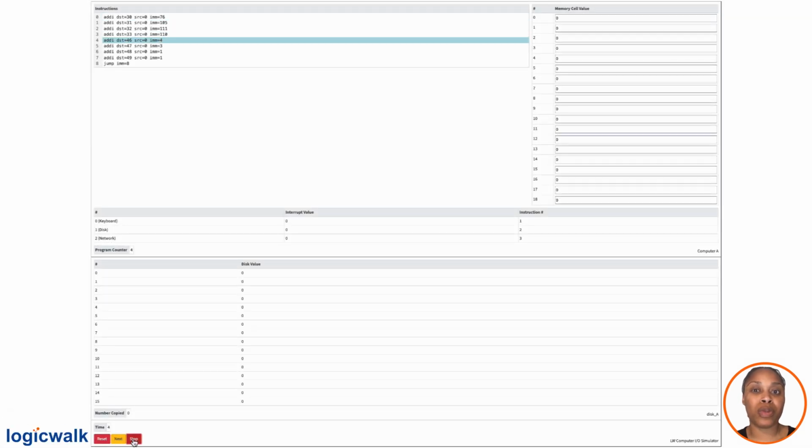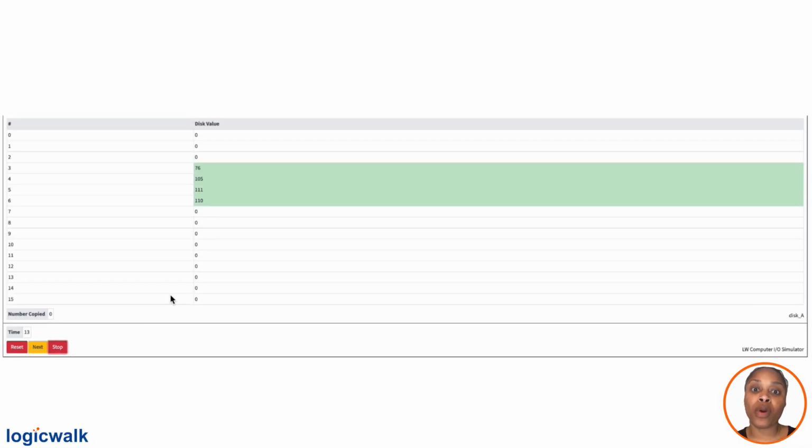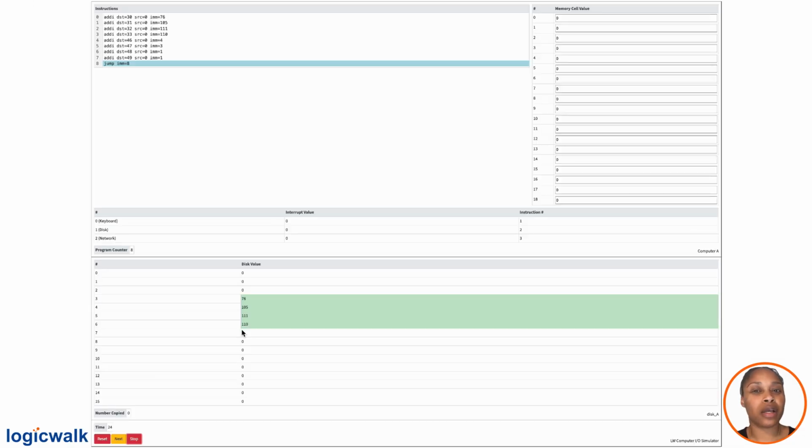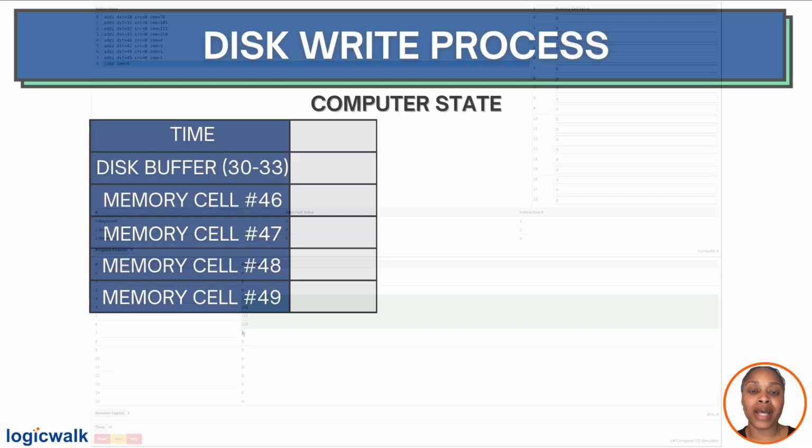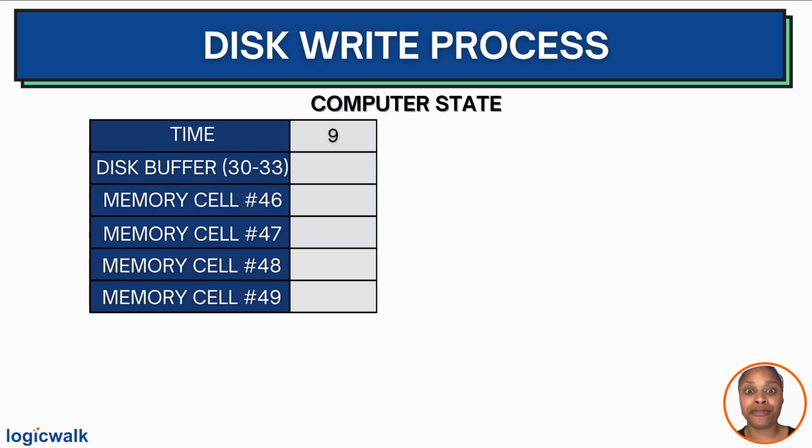Once we run the program, we see that disk A receives the 4 characters and it's stored in disk cells 3 through 6. Let's take a closer look at what's happening. At time 9, the disk has written its first value into the hard drive. For the computer state, memory cell 30 contains the ASCII value 76. Memory cell 46 contains a 4, the total data size.